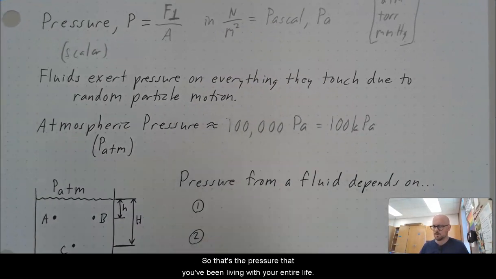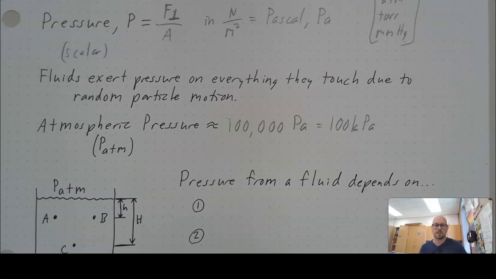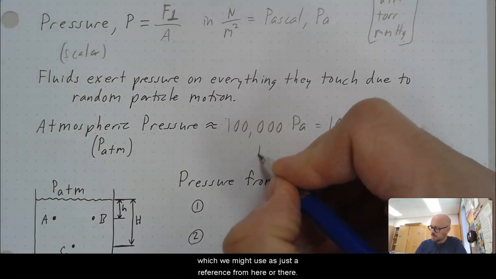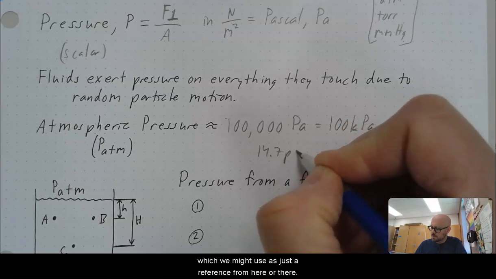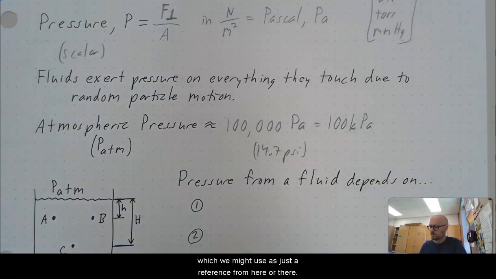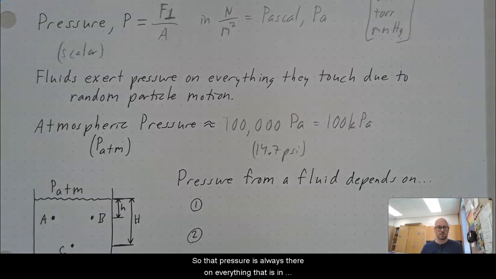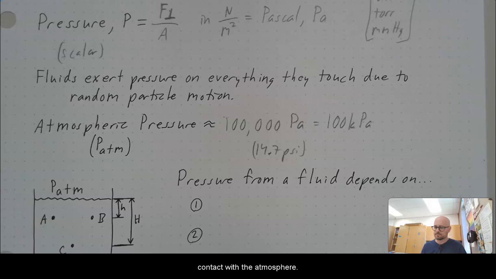So that's the pressure that you've been living with your entire life, the air above you pushing down on you, and you don't feel it because you've been feeling it your whole life. In PSI, that is 14.7. Which we might use as just a reference from here or there. So that pressure is always there on everything that is in contact with the atmosphere.